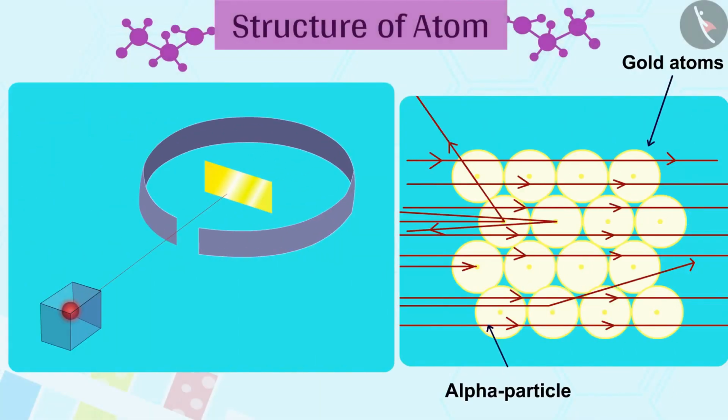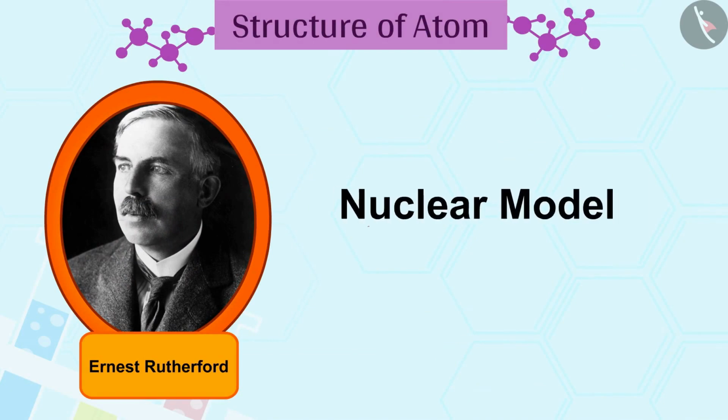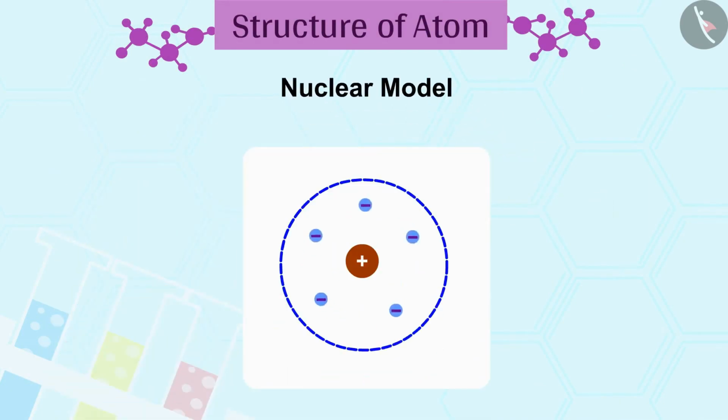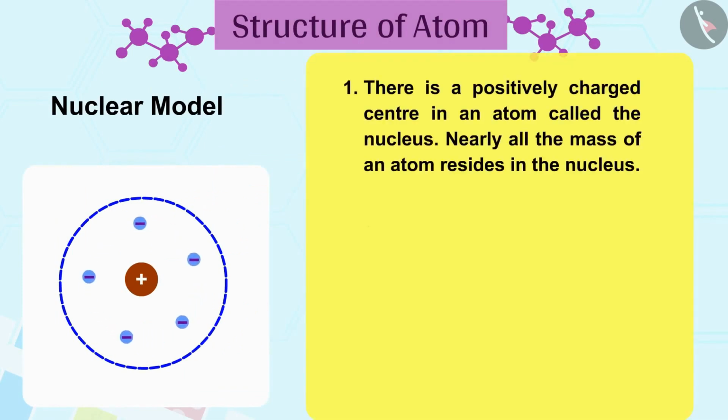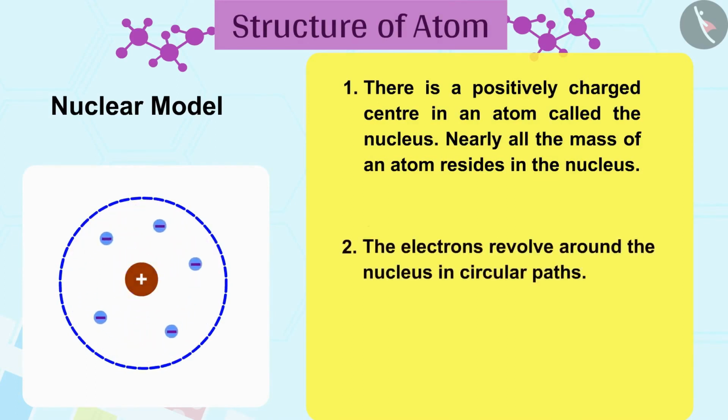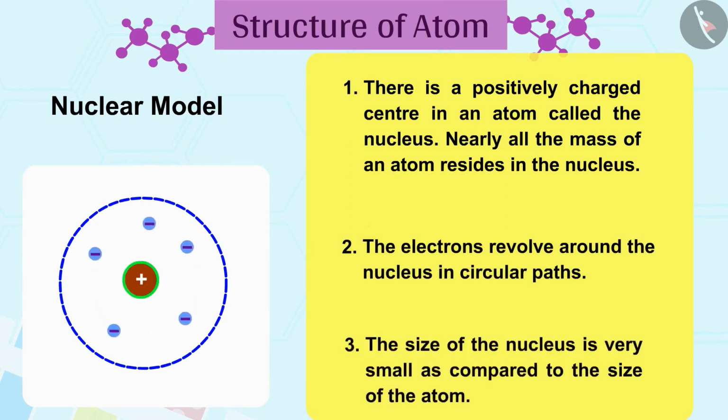Based on his experiments, Rutherford presented the nuclear model of the atom. 1. There is a positively charged center in an atom called the nucleus. Nearly all the mass of an atom resides in the nucleus. 2. The electrons revolve around the nucleus in circular paths. 3. The size of the nucleus is very small as compared to the size of the atom.